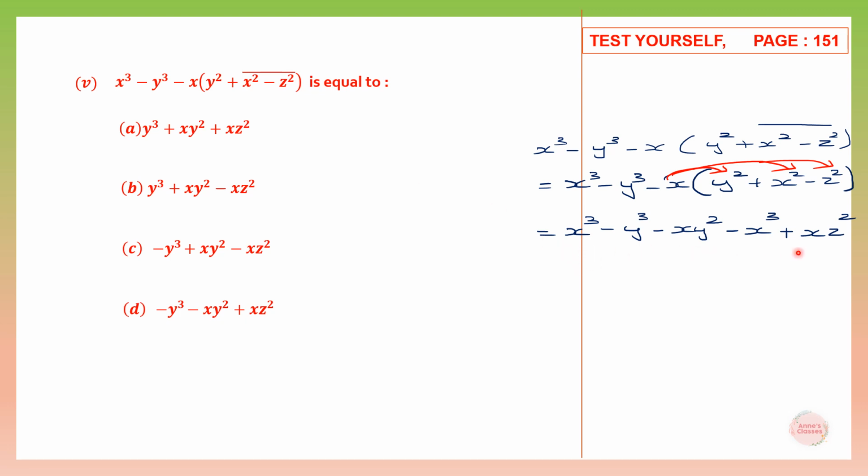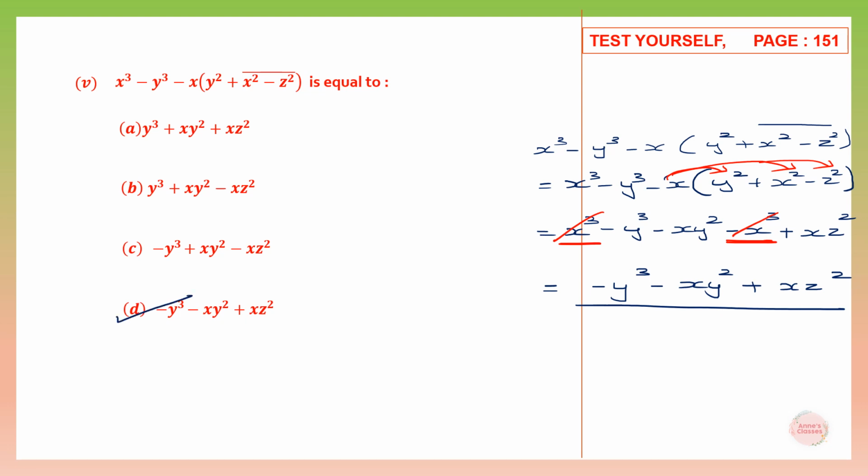Now that we have all this, let's look out for like terms. Here we have an x cube and here also we have an x cube. So this is plus x cube, this is minus x cube, that is 1 minus 1, which is 0. So this gets cancelled. All the others are unlike terms, so we can't do anything more there. So let's write down the final answer: minus y cube minus xy square plus xz square. And as you can see, that is option D, which is the answer that we have got.